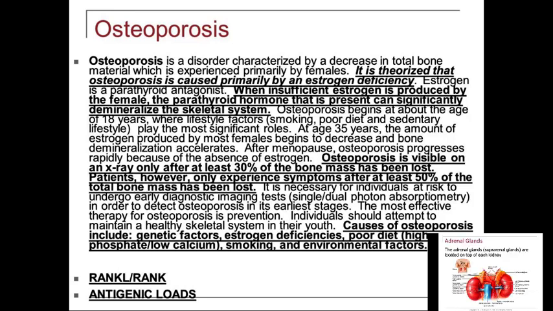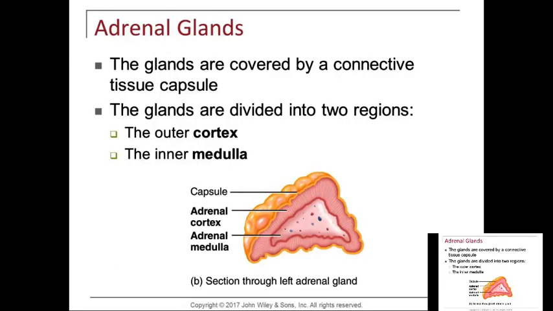The adrenal glands, also known as the suprarenal glands, are located on top of the kidneys. You can see that the outer part is called the adrenal cortex. The inner part is the adrenal medulla. The cortex makes the glucocorticoids and the mineralocorticoids. The glucocorticoids are cortisol, cortisone, corticosterone. The mineralocorticoid is aldosterone. And then the adrenal medulla produces the catecholamines, norepinephrine and epinephrine.